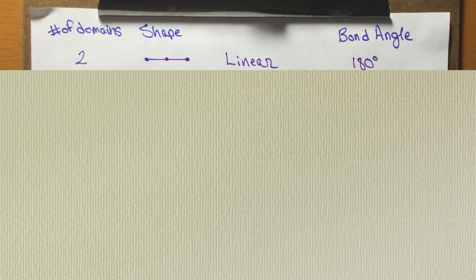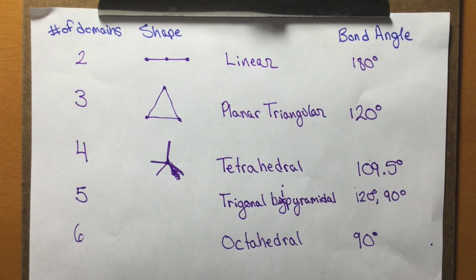Now we're going to start with 5 basic shapes. I'm going to ask you to make a chart, and in that chart you're going to have a couple of columns. The first is going to be the number of electron domains. The second will be the shape. You might include a drawing as well as the name. And then the third will be the bond angle. And you will have 5 different shapes that you're going to include in this chart.